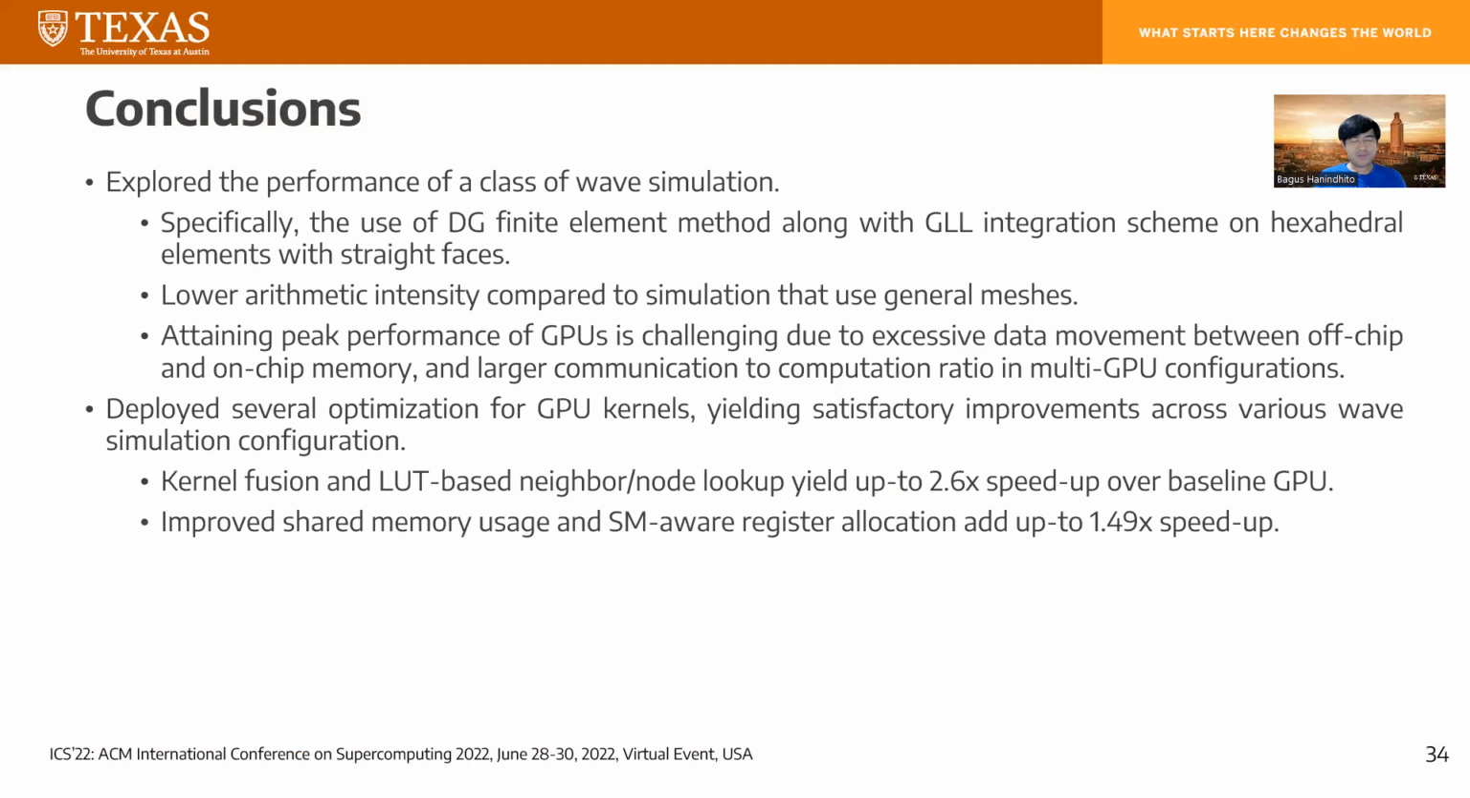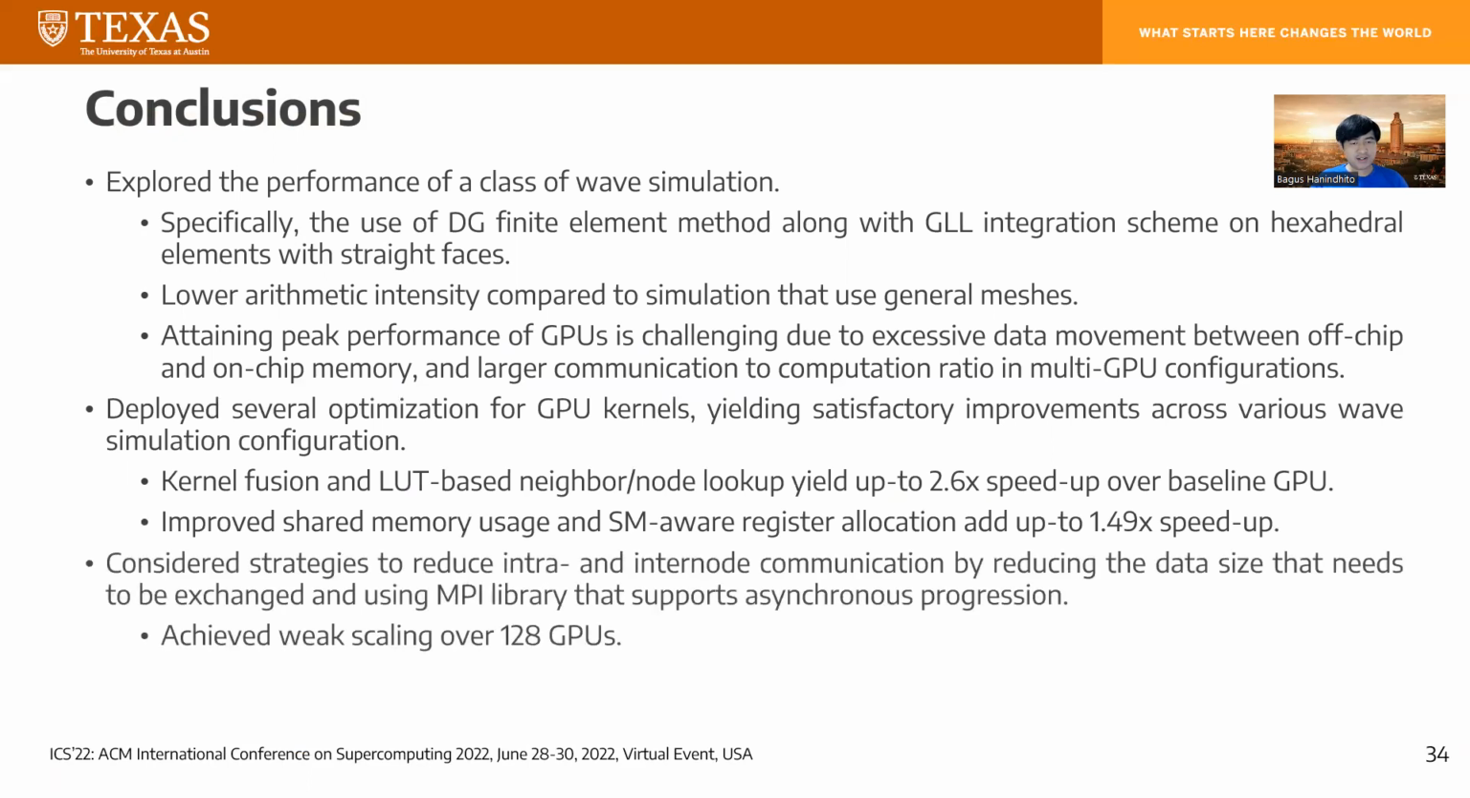We also deployed several optimizations for GPU kernels, and they yield satisfactory improvements compared to the basic GPU implementations. The kernel fusion and LUT-based neighbor node lookup yield up to 2.6 times speedup over baseline GPUs, while the improved shared memory usage and SM-aware register allocation add up to 1.49x additional speedup. We also considered strategies to reduce intra and internode communication by reducing the data sets that need to be ghost exchanged, and also by using MPI libraries that support asynchronous progression. That way, we can achieve weak scaling over 128 GPUs and beyond.